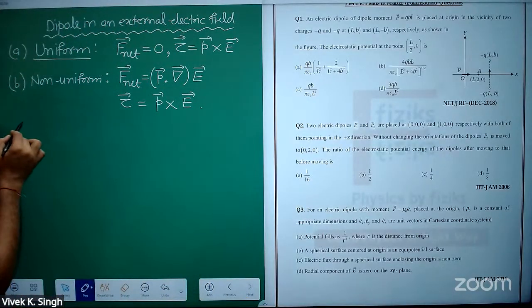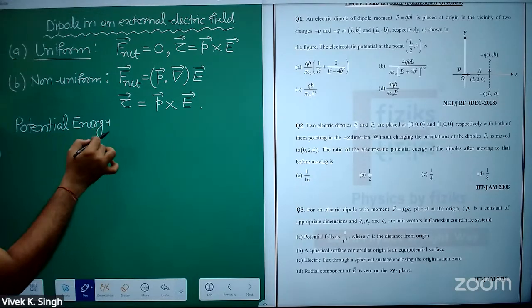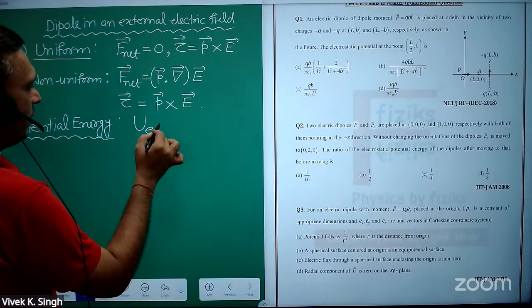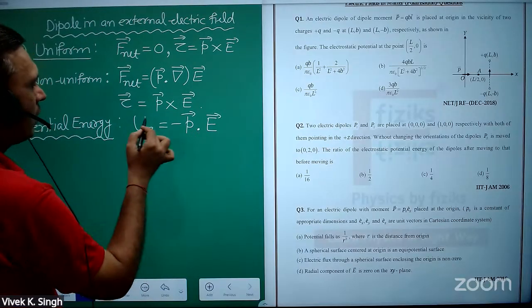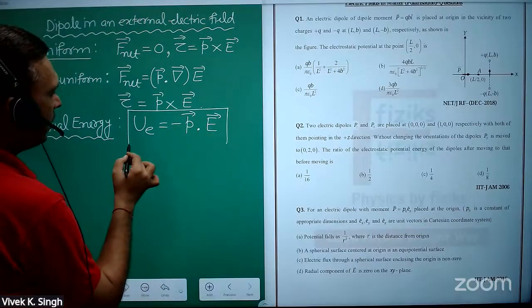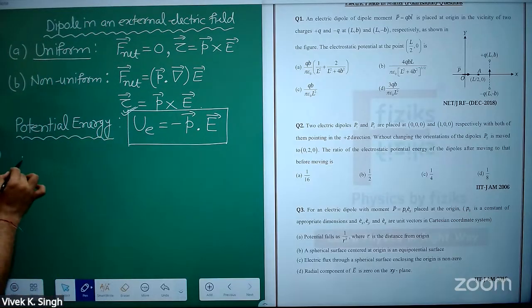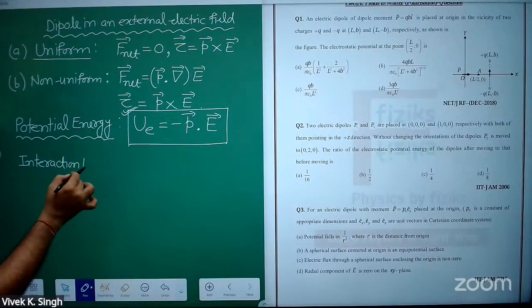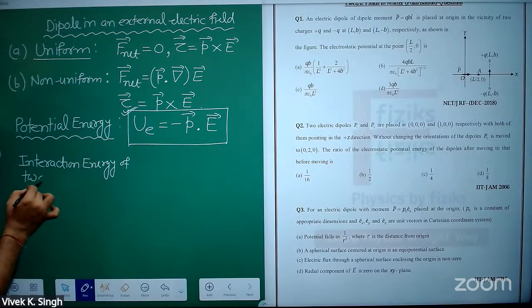Now we have to see the potential energy of the dipole. That potential energy is given by minus P dot E. Using this, we can find the interaction energy of two dipoles.